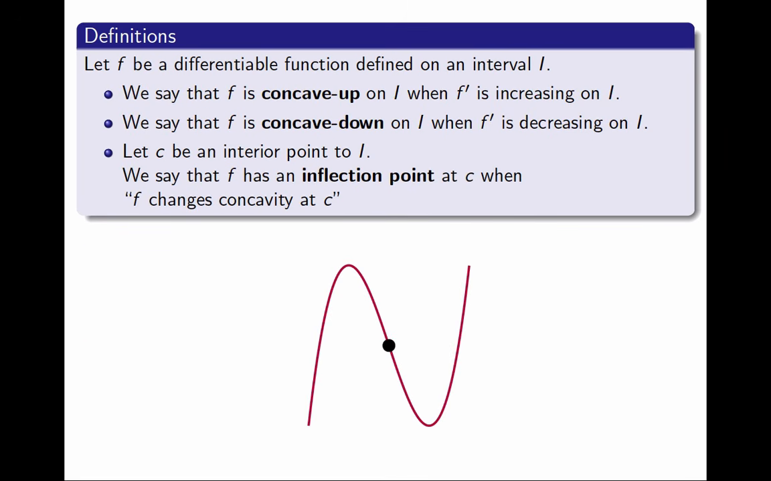We can also say that an inflection point is to concavity like a local extremum is to monotonicity. A local max or local min is where a function changes from increasing to decreasing or vice versa, and an inflection point is where a function changes from concave up to concave down or vice versa.